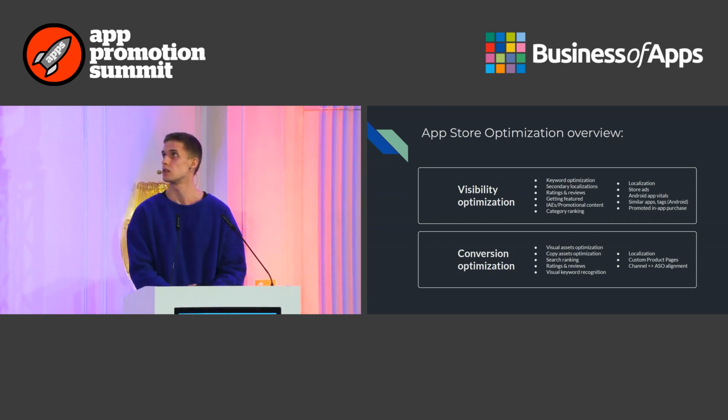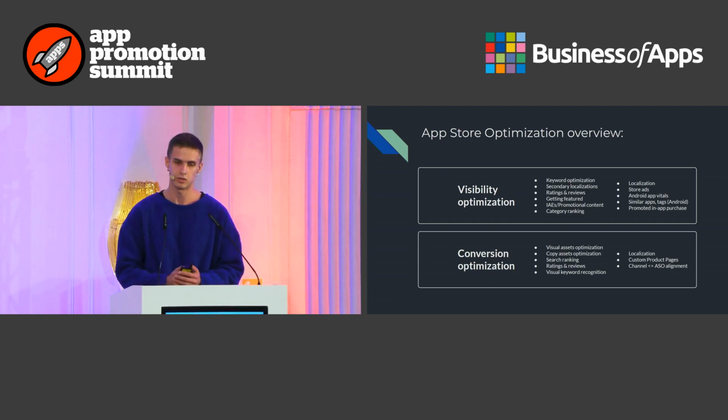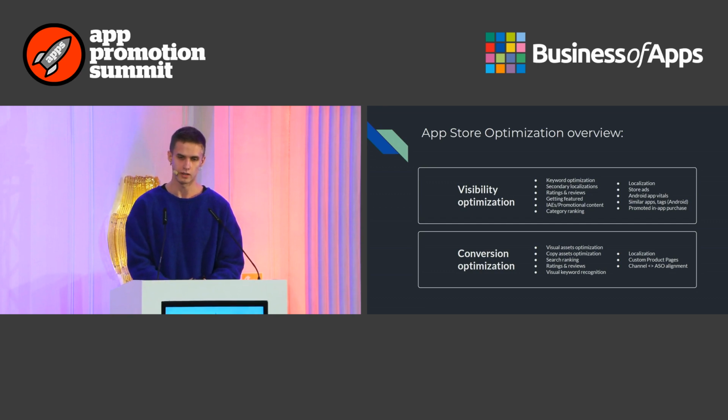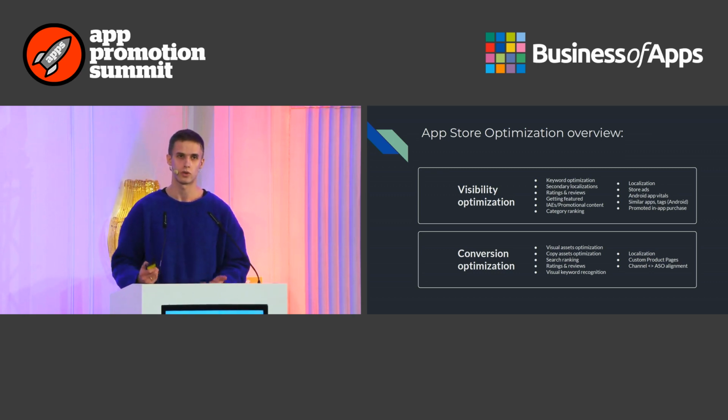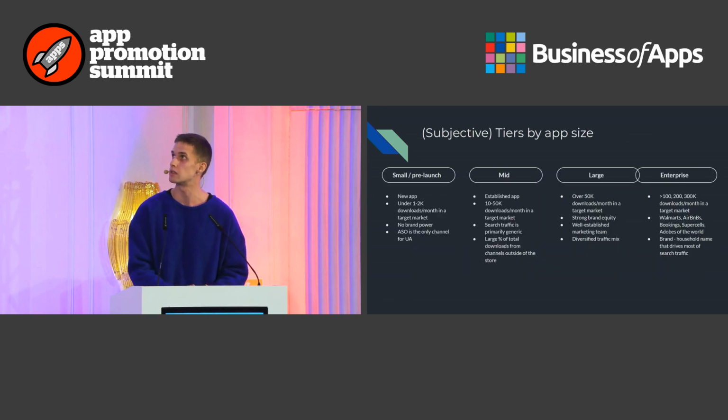Within each of those layers, there is a lot of tactics and activities you might be doing. Within visibility optimization, it's everything from keywords to ratings to category ranking, localization, store ads, and whatnot. If we're talking about conversion, it's creative assets, copy assets, search ranking, the impact of localization on conversion rate. It's a lot of stuff. It's impossible for one ASO team to do all of that at the same time effectively. So the trick is to prioritize that correctly depending on the size of your app, basically.